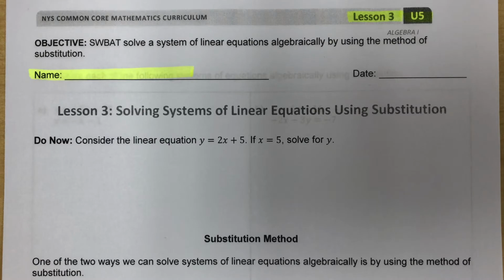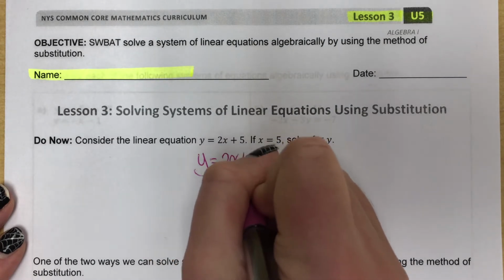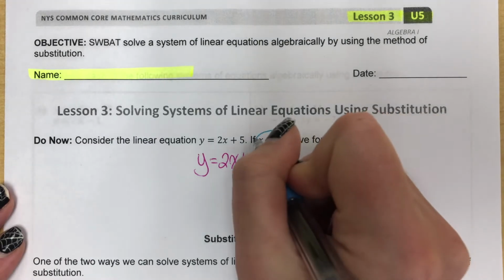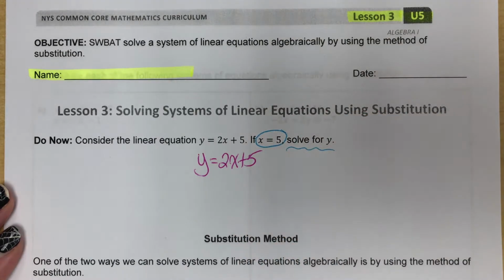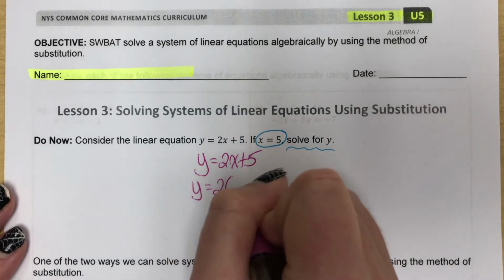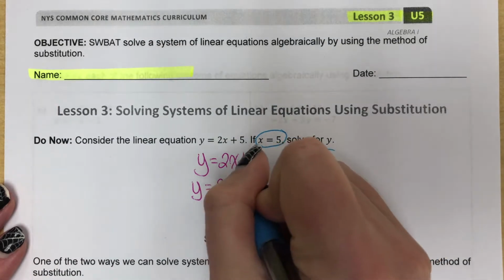Do now: consider the linear equation y equals 2x plus 5. If x equals 5, solve for y. All right, so the first thing I want to do is just rewrite this equation. y equals 2x plus 5. As I'm reading, it's telling me if x equals 5, solve for y. So since I know that x equals 5, that means wherever I see the variable x, I want to replace it with the number 5.